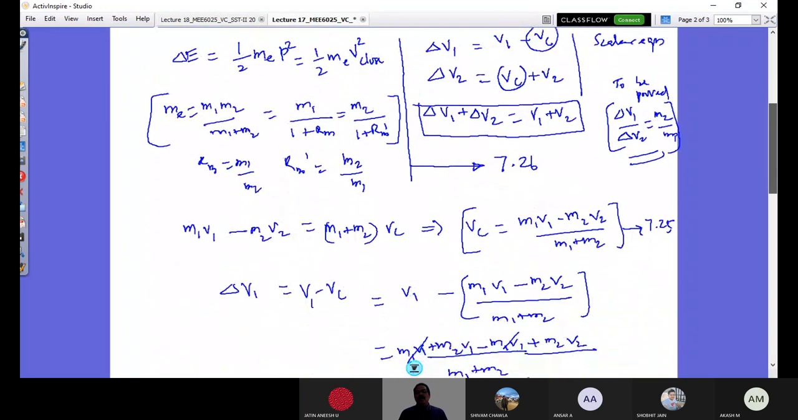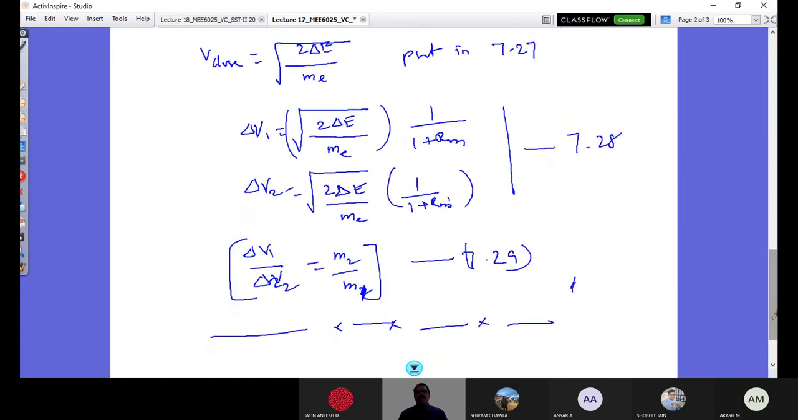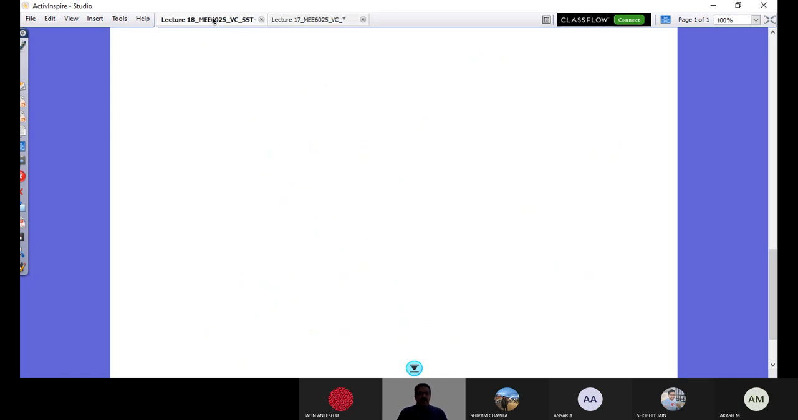So we were able to express delta V1 and delta V2 in terms of equivalent mass and the closing velocity. Equation 7.27 is very important. That further helped us express delta V1 and delta V2 in terms of total crush energy, delta E, and also helped us prove that the change in velocity is inversely proportional to its mass. That's what we proved in the last class. Today we are going to look at individual crush energy considering the vehicle to vehicle impact model.